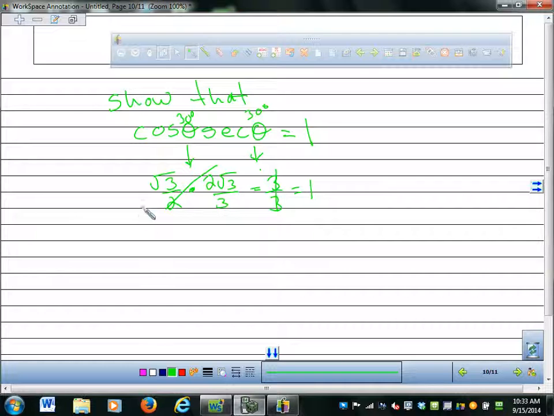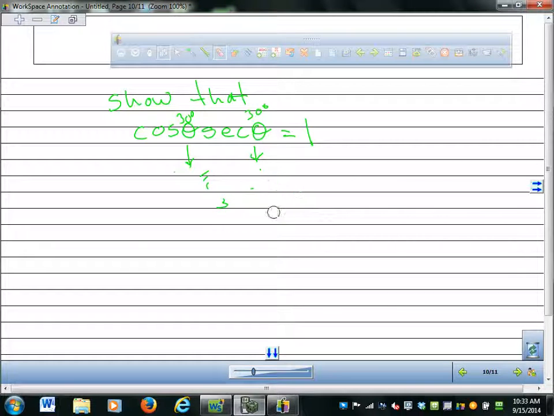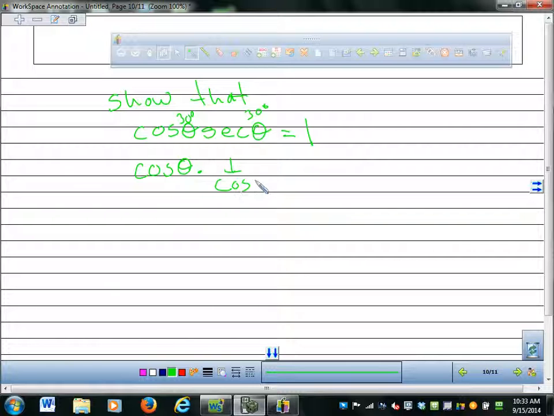Now, I won't make you do that, but what you want to do with this one is just rewrite this to show that it's true for all values of theta. So how can I rewrite something here to show that this side is equal to 1? How can I rewrite secant of theta? 1 over cosine theta. Then what happens with the cosine thetas? They cancel out, and I get that that's equal to 1, right?